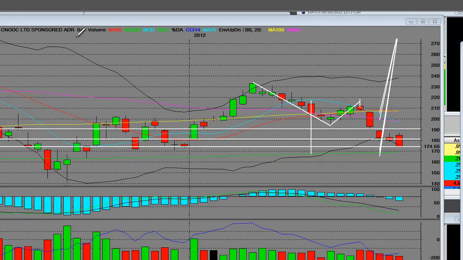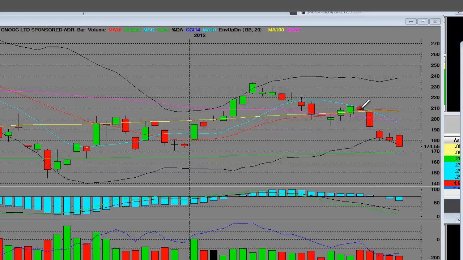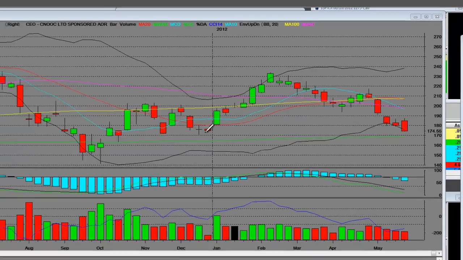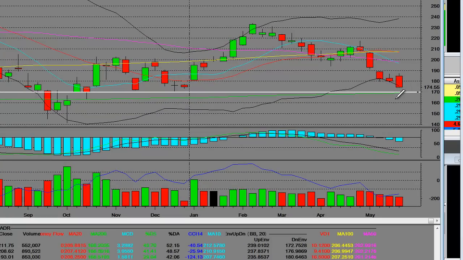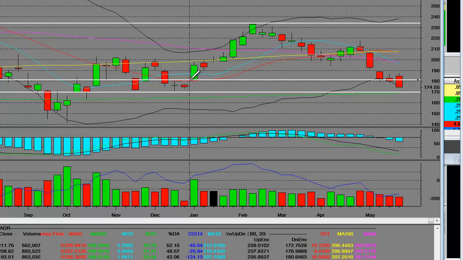Conoco Ltd sponsored ADR. And why are we looking at this one? Because it too has 1, 2, 3, 4, 5 weeks. It's coming down here. It's going to test its 200-week moving average. That's going to be a big support level for CEO, is the symbol. And it rallied up with the markets, and it too has already broke that 2012 calendar gap up.